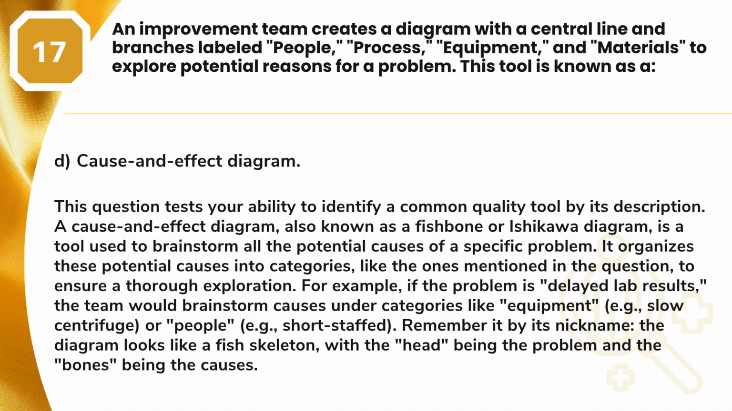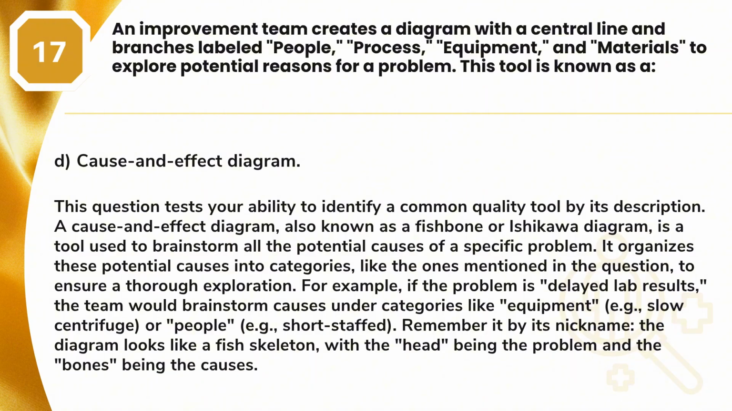This question tests your ability to identify a common quality tool by its description. A cause and effect diagram, also known as a fishbone or Ishikawa diagram, is a tool used to brainstorm all the potential causes of a specific problem. It organizes these potential causes into categories, like the ones mentioned in the question, to ensure a thorough exploration.